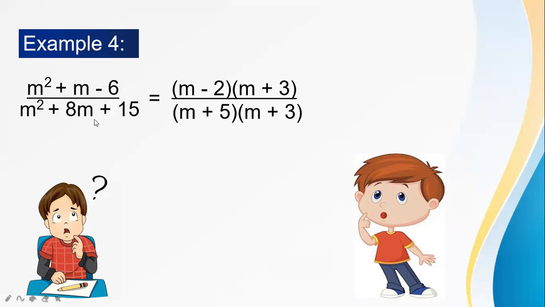Next, the denominator. We have m squared plus 8m plus 15. Then these will be the factors because 5 times 3 is 15. Then if you multiply the inner and then the outer terms, then add them, the answer is 8m. 5m plus m multiplied by 3 is 3m. 5m plus 3m, the answer is 8m. Or simply, 5 plus 3 is 8. 5 times 3 is 15.